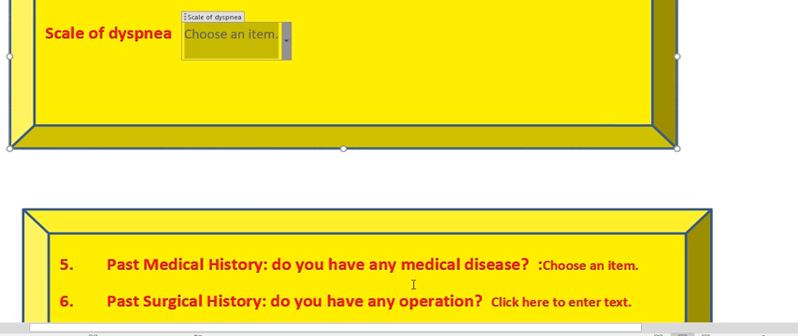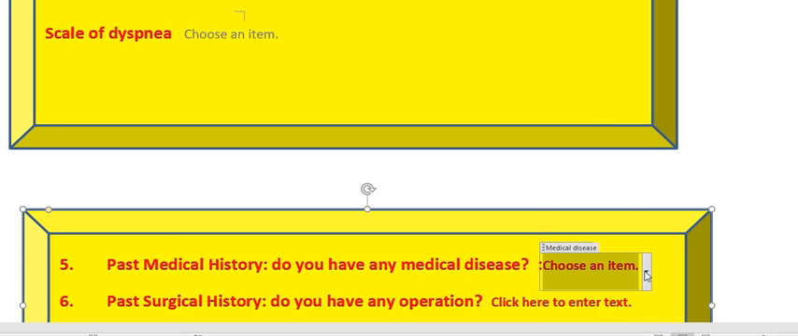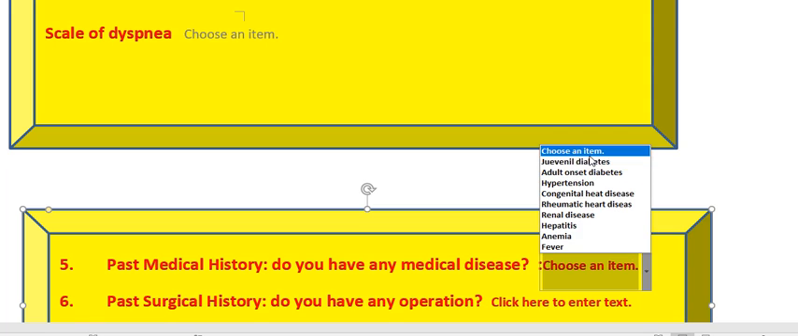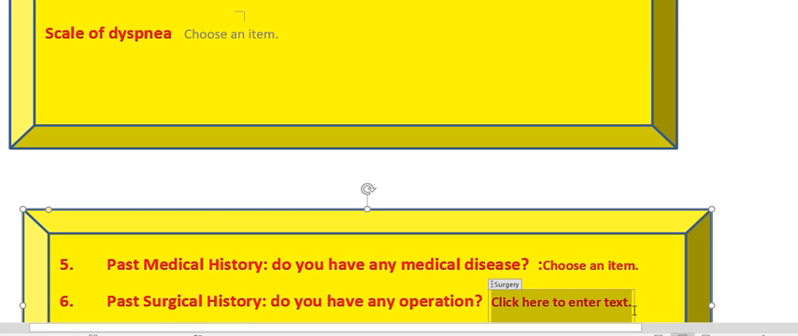On past medical history, she has juvenile diabetes, adult onset diabetes, hypertension, congenital heart disease, rheumatic heart disease, renal disease, hepatitis, anemia, and fever. Then our past surgical history.